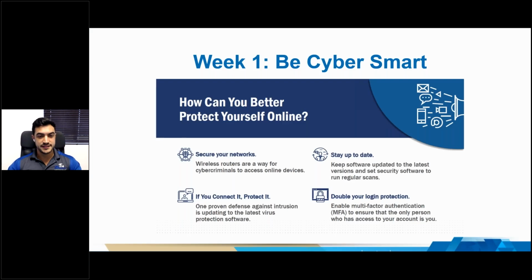So week one is Be Cybersmart. So how can you better protect yourself online? These are 4 quick tips. I mean, there's many different things you can do, but these are just 4 very important areas that you should practice at home in your own personal life with your own devices.